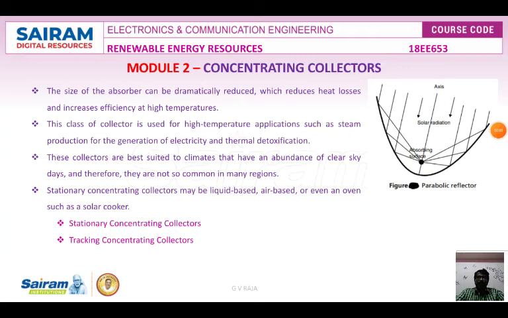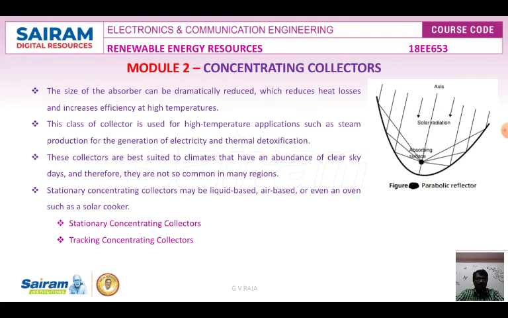Frequency. Next we are going to discuss the concentrating collectors. There are two types of collectors used to convert solar energy into heat energy. One is the flat plate collector, and another one is the concentrating collector. In a concentrating collector, we are using a reflector.